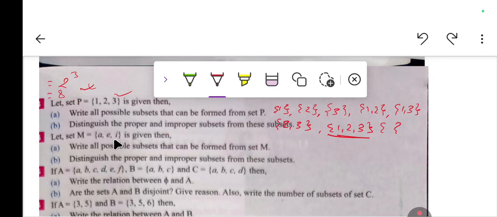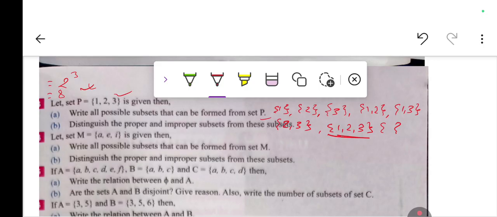Let set M be {A, E, I}, then write all the possible subsets in the same way. Here it was numbers and here it is alphabets. You take A once, E once, I once, then AE, AI, and then EI, then one is empty and one is same to same, AEI. Here also the same question, proper and improper, you can easily distinguish. The set which has the same elements AEI will become the improper subset, and the remaining sets will become proper subsets of set M. Let us go to the next question.